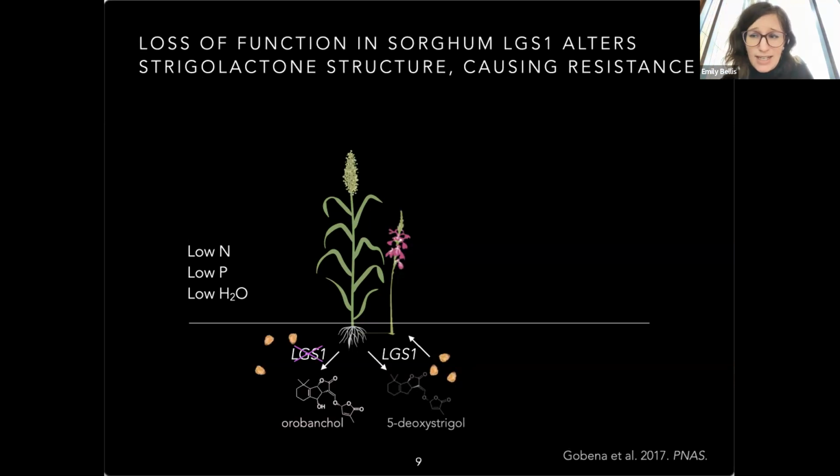In 2017, there was an excellent paper in PNAS which established LGS1 as a particular locus, a major effector locus, which causes a change in the chemical structure of one of these strigolactone molecules that's associated with reduced infection by the parasite. So the parasite, or some populations of the parasite, I'll qualify, do not germinate at as high frequency when they detect the left-handed form of this molecule, whereas 5-deoxystrigol is a much more potent stimulator of germination.